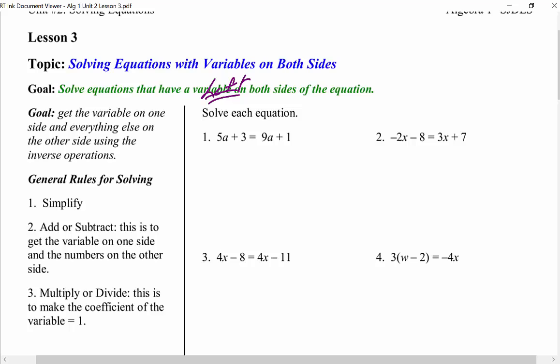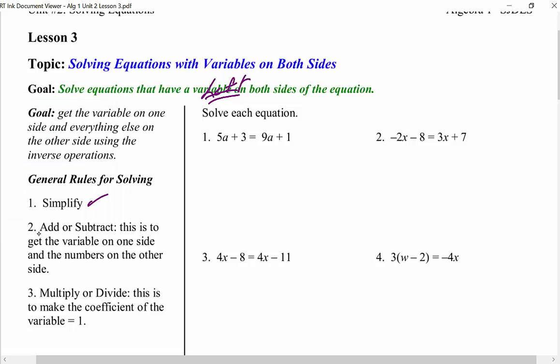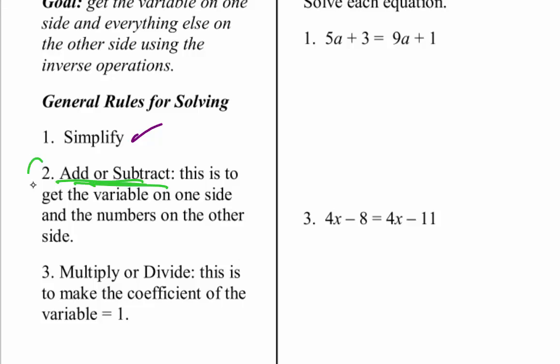So step one, can you simplify? You look at the left, 5a plus 3. Is there anything you can add together? Absolutely not. On the right, 9a plus 1. Is there anything you can add together? Absolutely not. So step two, we're going to go for adding and subtracting. Now here comes the fun part. This is going to be expanded now.